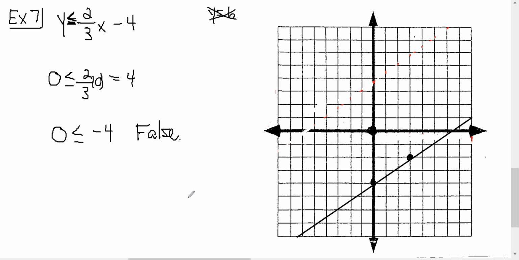False statement. So we're not going to include the 0, 0 in our shading portion. It's going to be over on the opposite side of the line because it was false. Okay, that's what all this means.